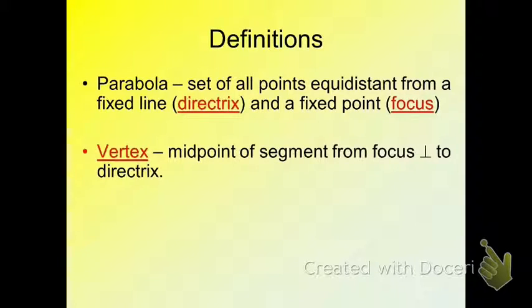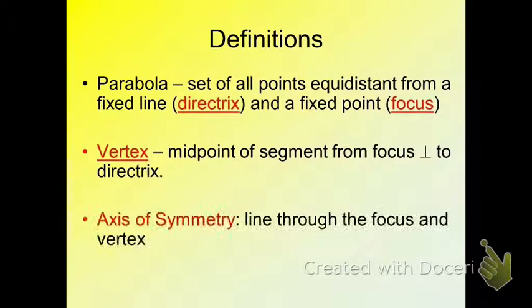All right, your vertex is the midpoint of a segment from the focus to the directrix. So you do need to know how those fall in relation to each other. If you have the focus, the vertex, and the directrix, this distance is the same as this distance, and that vertex is always right in the middle of the focus and the directrix. Then you've got your axis of symmetry. It's the line that goes through both the focus and the directrix, and it splits the parabola. We talked about that earlier in the year.